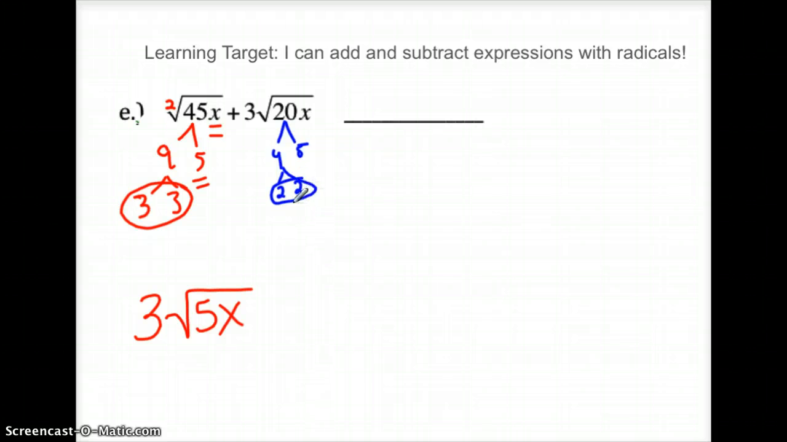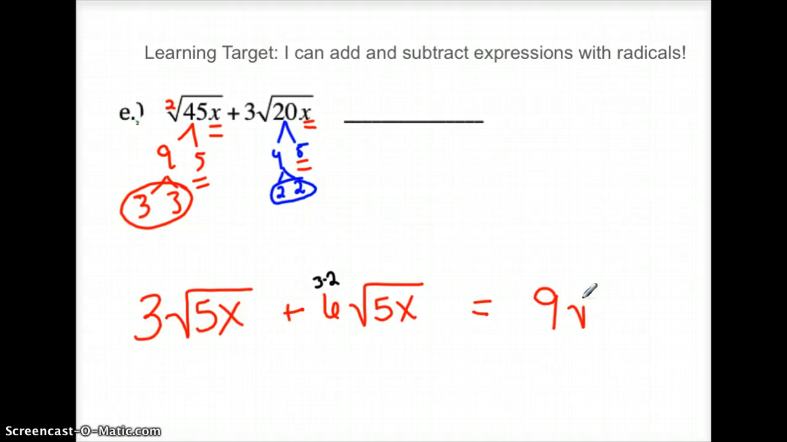Same thing, I get a pair. Now, I already have a number outside, and I'm bringing a 2 out from this pair. So what do I do with those numbers? I multiply them to get 6. So let me put a quick side note. We did 3 times 2, and that's how we got 6. And what's left in the square root house? We've got a 5 and an x left over. Oh my goodness, they're the same again. So I can add them to get 9 square root of 5x.